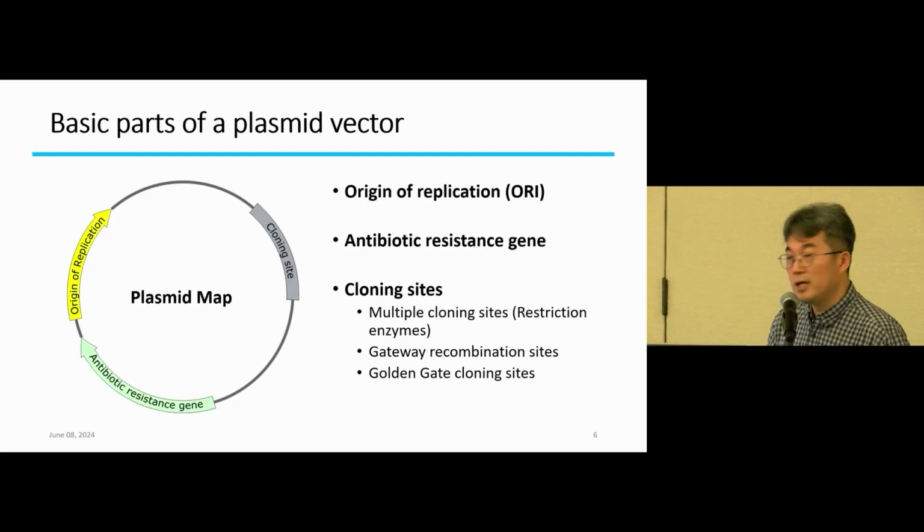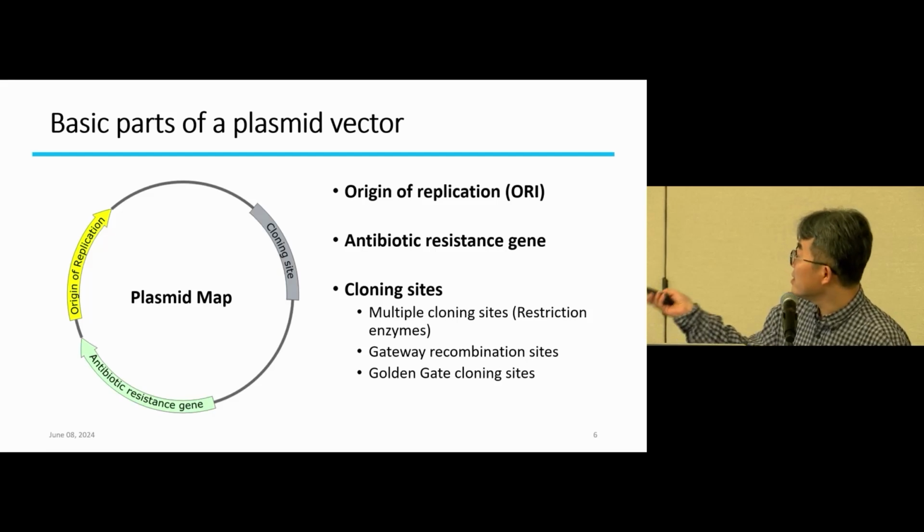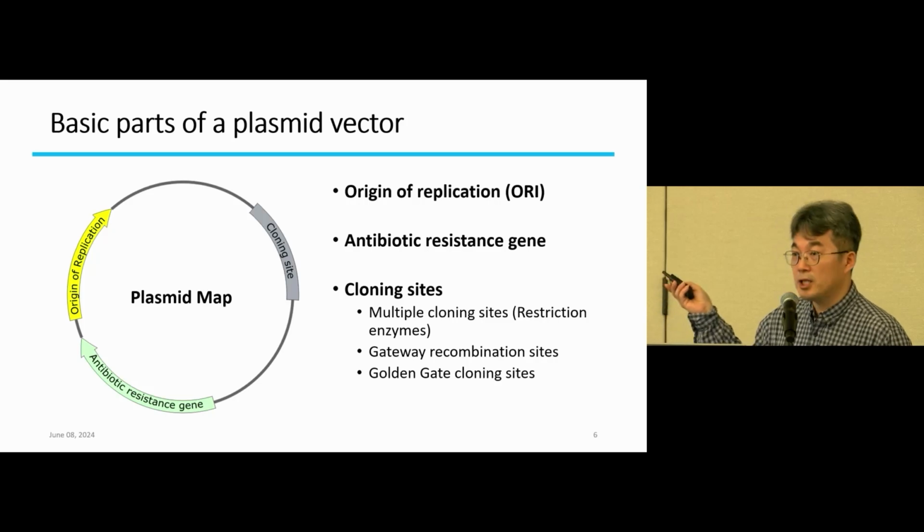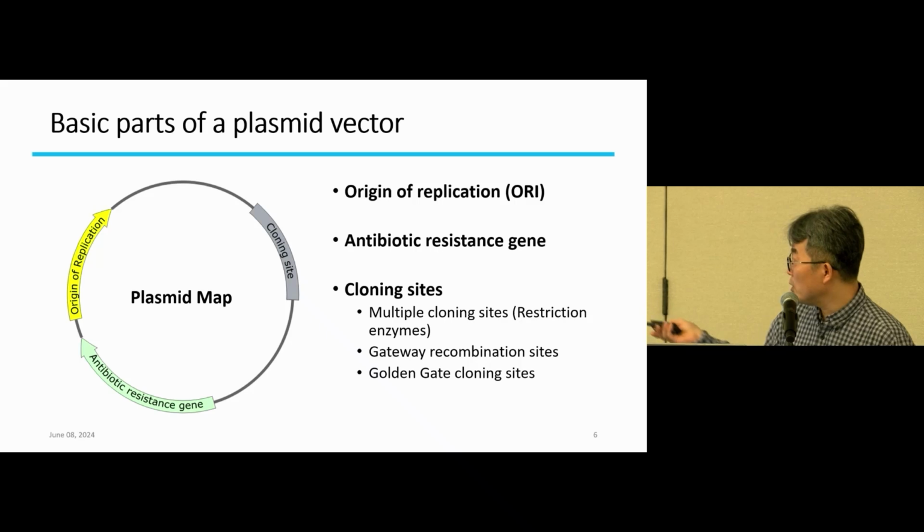So I already mentioned it. You need an origin of replication, and then usually an antibiotic resistance gene. And there are cloning sites. You can use different cloning methods. Multiple cloning sites refer to restriction enzyme sites. And you can have a Gateway recombination site or a Golden Gate modular cloning site.